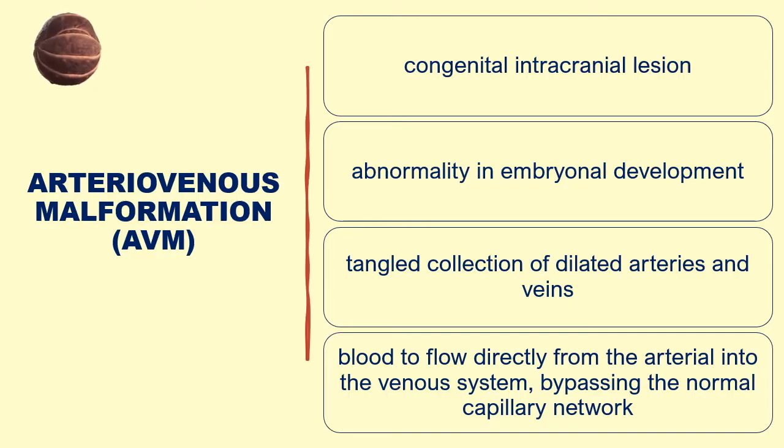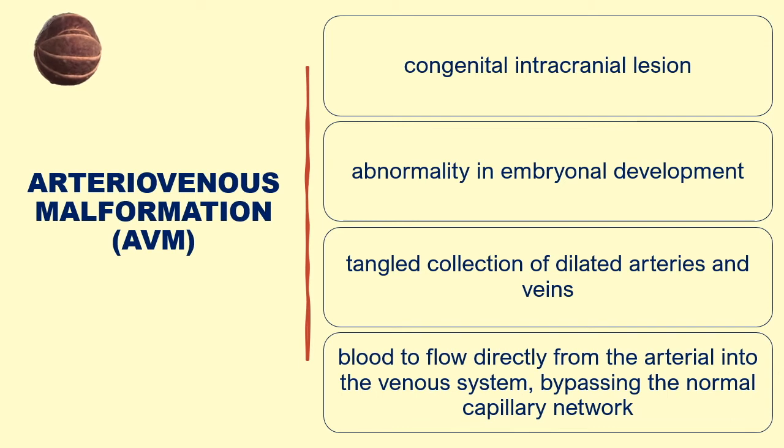Now, a patient with arteriovenous malformation. This is a congenital intracranial lesion. Abnormality would occur usually in the embryonal development. And then the tangled collection of your dilated arteries and veins is what makes up your arteriovenous malformation. Okay, the arteries and veins are tangled with one another. Then blood would flow directly from the arterial into the venous system, hence bypassing the normal capillary network.